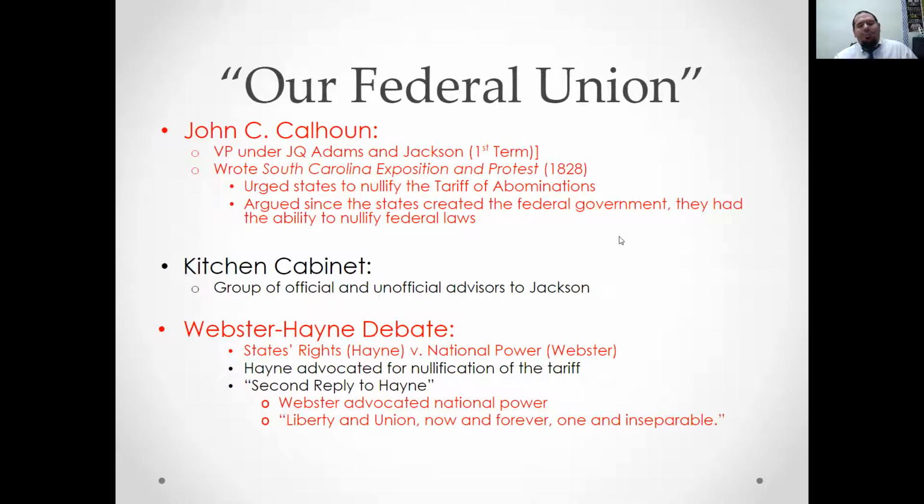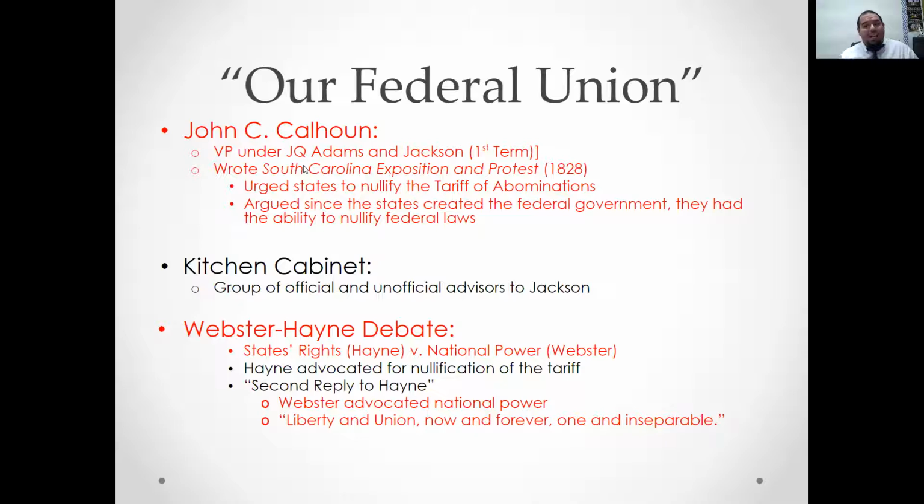So our federal union. John C. Calhoun, pretty interesting guy. He was vice president under John Quincy Adams and under Andrew Jackson's first term. So that's 8 years in office. He wrote this book, it's very important: South Carolina Exposition and Protest, 1828. He urged states to nullify this tariff of abomination.